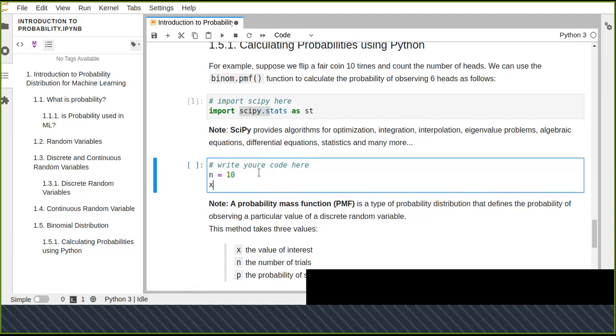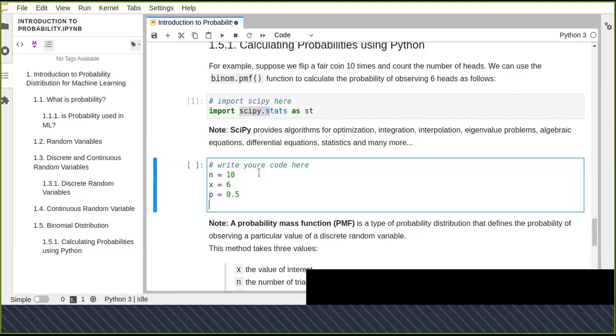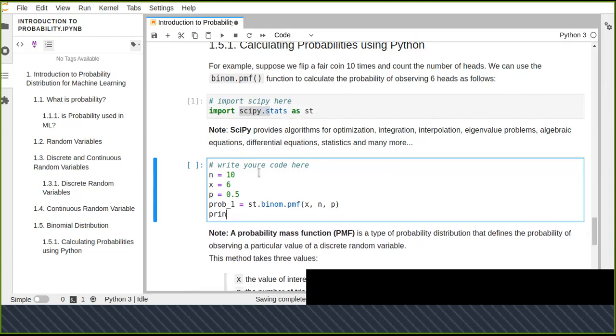So the number of heads is 6, and the probability of success is 0.5. Then what is the probability of these 6 heads in 10 experiments? Let's calculate using this binom.pmf function. We pass the parameters as arguments, x, the number of trials n, and p. Then let's print the probability to get the result.